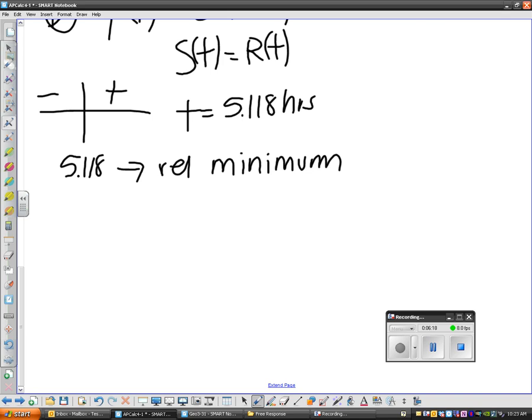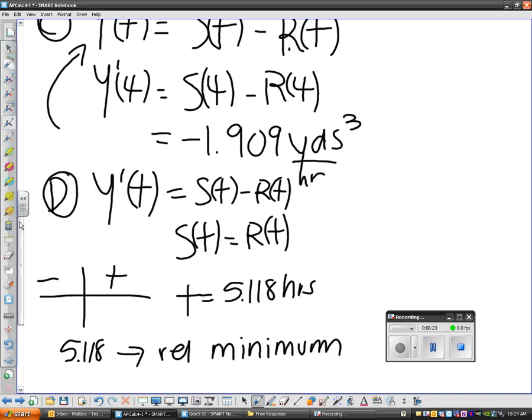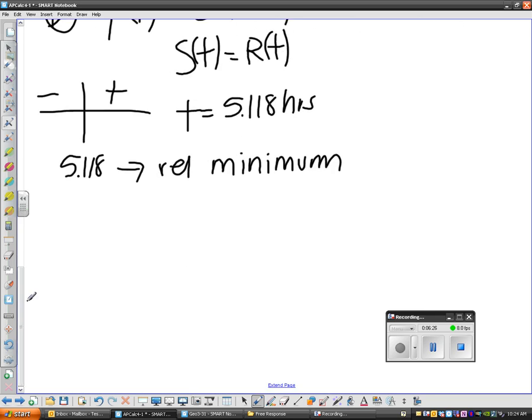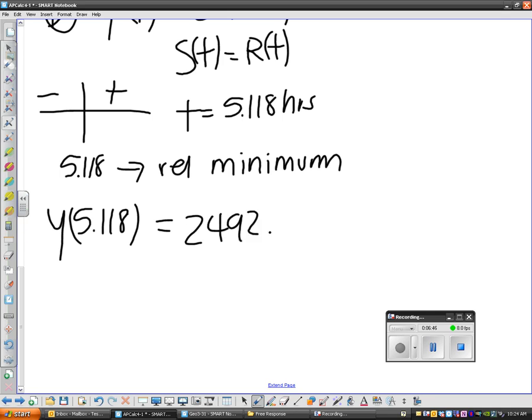But we're not done yet. It still asks us for the value of the relative minimum, so we need to plug it back into y of t. So y of 5.118. I didn't really use 5.118, that's the approximation. I stored the value in my calculator. So y of 5.118 equals 2,492.369 yards cubed.